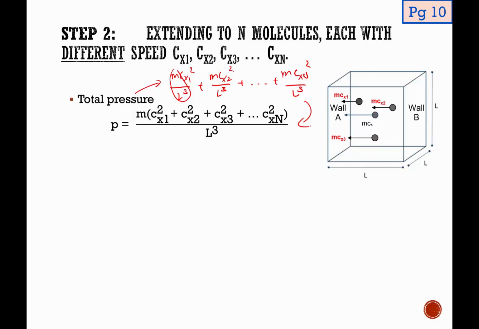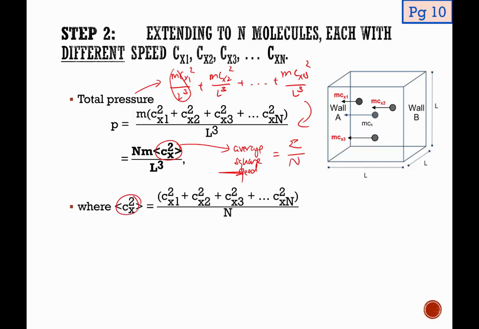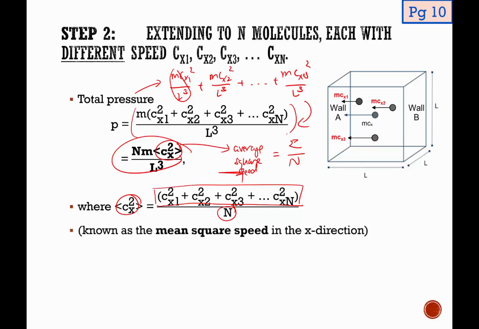And this expression can be further simplified into this particular expression where you see this funny notation once again. This funny notation is really just the average square speed. And how do we find any average in mathematics? We sum every square speed together and divide by the number of them, n. So my average square speed is the sum of all the individual square speeds divided by n of them. If you work backward, you can eventually get this equation from this complicated equation. This is also known as the mean square speed in the x direction.